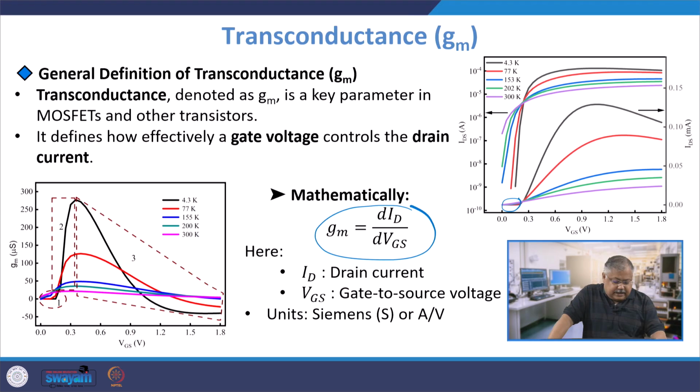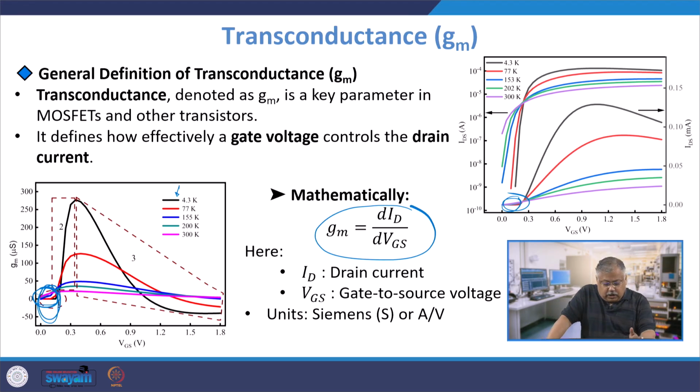On the left hand side I have transconductance versus gate to source voltage. As you can see, at very low values of VGS, which corresponds to here, since the current is not changing, del ID del VGS will be almost 0, and your GM is almost 0 here. Suddenly, beyond 0.3 you see a sudden rise in the value of GM. Not only that, the 4.3 Kelvin change is much larger as compared to even a 77 Kelvin change. As you go to 300 Kelvin, it is almost flattened out.